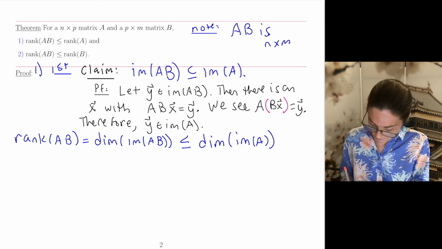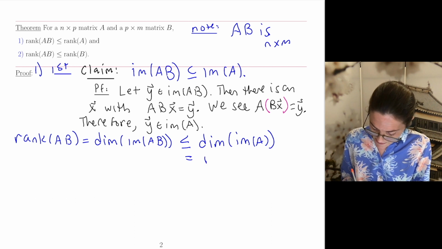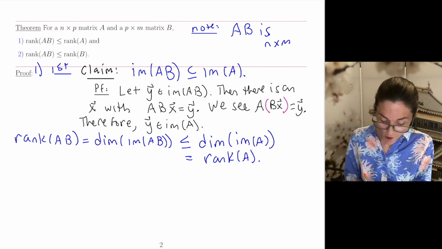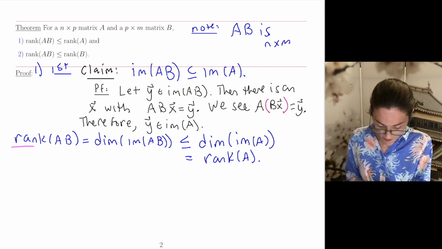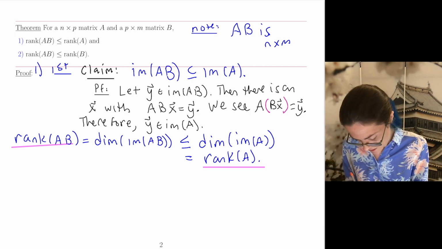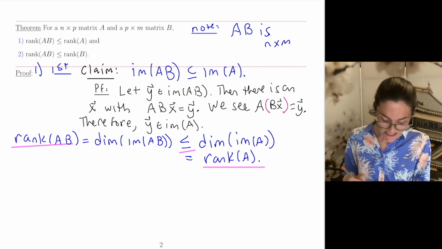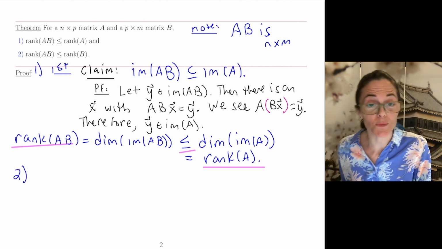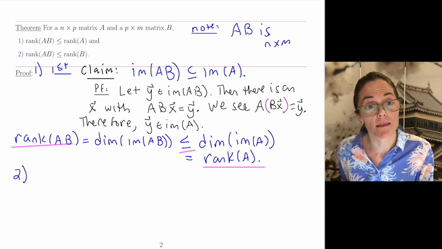And this one is the rank of A. And so you see, we get exactly what we were hoping to see here. The rank of AB is less than or equal to the rank of A. Here's the less than or equal to. Okay, this is the end of number one. Now, here comes number two. And this is really where we need to use the rank nullity theorem.